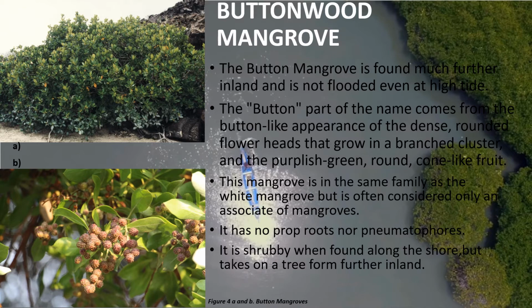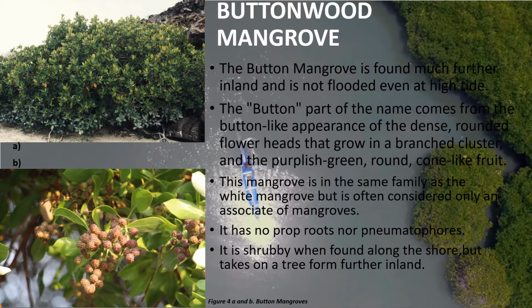This type of mangrove is in the same family as the white mangrove and is often considered only an associate of mangroves, and we can see why. It has no prop roots nor pneumatophores. It is shrubby when found along the shore, but takes on a tree form when further inland.